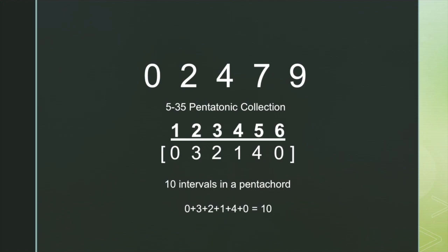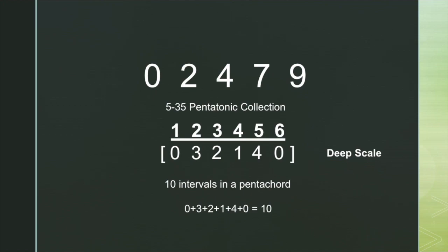The interval class vector also reveals a special property of this set. The pentatonic collection is a deep scale, meaning that each interval class occurs a unique number of times, and these numbers ascend sequentially: 1 IC4, 2 IC3s, 3 IC2s, and 4 IC5s.